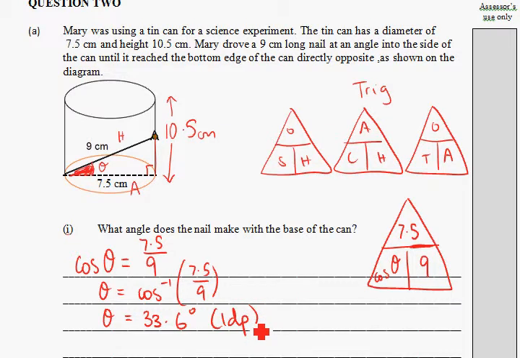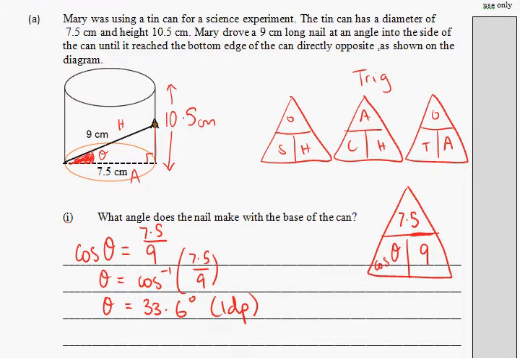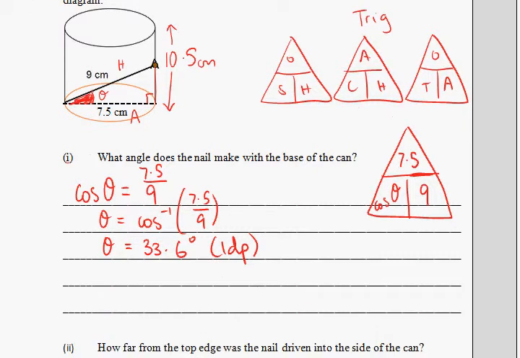Right. Now part B refers to the same diagram. How far from the top edge was the nail driven into the side of the can? How far from the top edge? So we're looking for that length there. I suggest we find the lower length first, which we can call x, and then we could subtract that from the 10.5 to find that height.